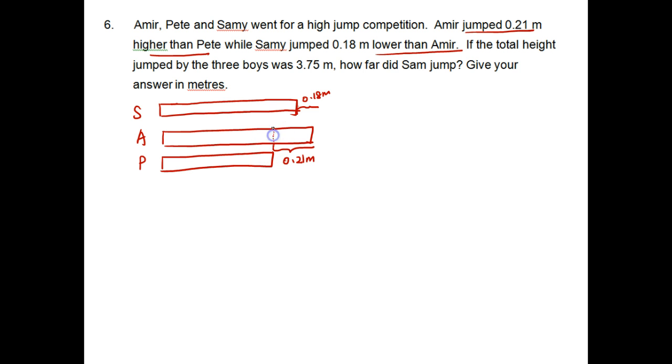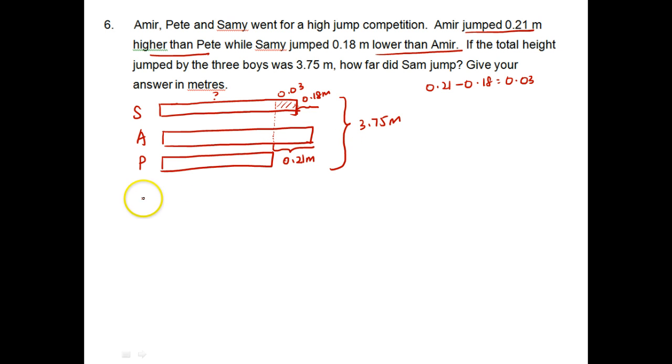So if I'm going to draw the line to make the unit the same, I know this part here will be 0.21 minus 0.18. This is 0.03. The total height is 3.75 meter. So we want to find how much did Sammy jump. So first, what can we do? Right, we can subtract to find Pete, to find the smaller unit.